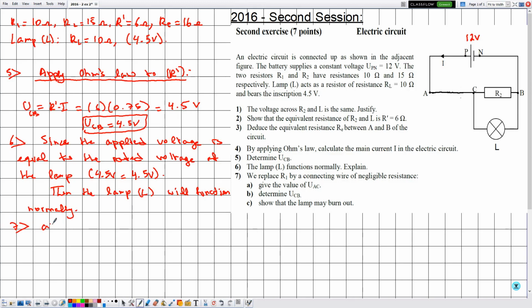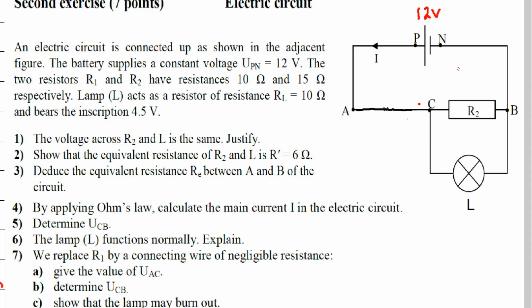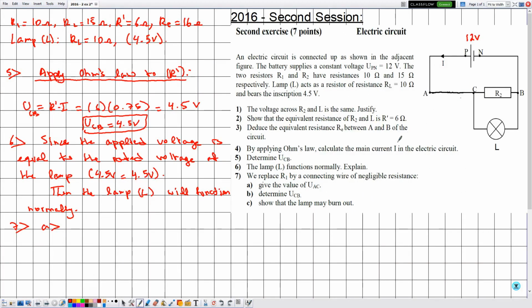Now in part A, they are telling me give the value of UAC. Now across A and C, in this case we have a connecting wire, and we know that the voltage across a connecting wire is 0. So the voltage across a connecting wire is 0. For this reason, UAC is equal to 0.